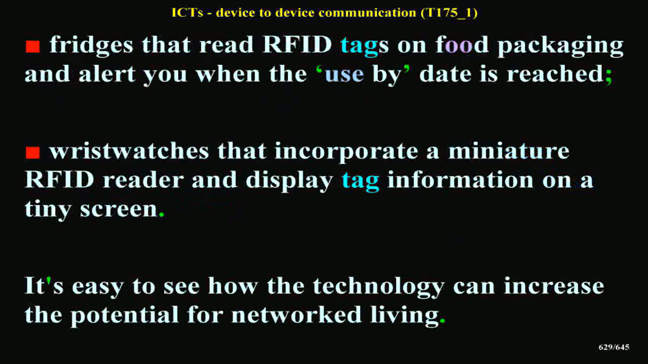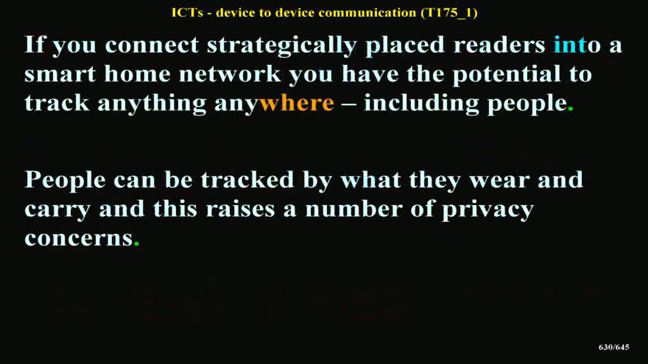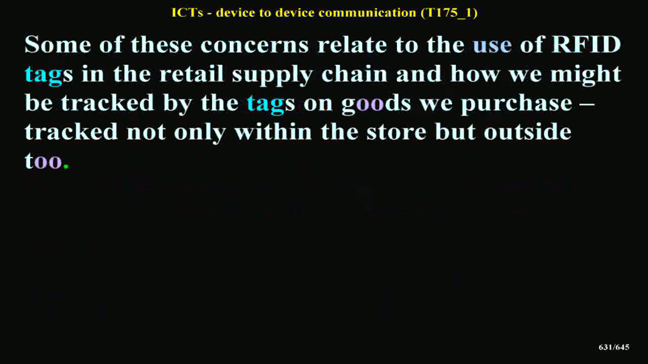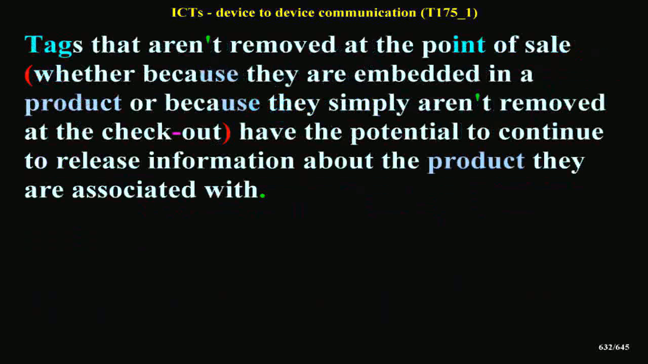It's easy to see how the technology can increase the potential for networked living. If you connect strategically placed readers into a smart home network, you have the potential to track anything anywhere, including people. People can be tracked by what they wear and carry, and this raises a number of privacy concerns. Some of these concerns relate to the use of RFID tags in the retail supply chain and how we might be tracked by the tags on goods we purchase, tracked not only within the store but outside too.